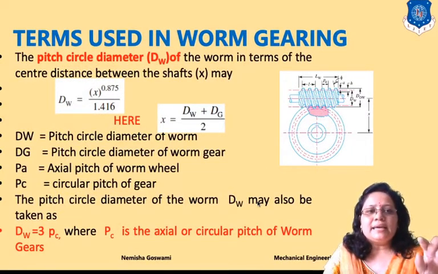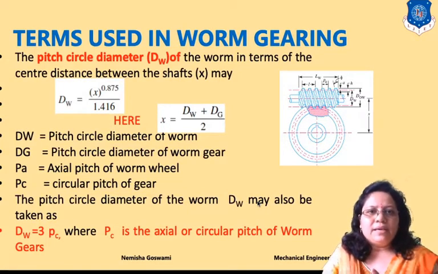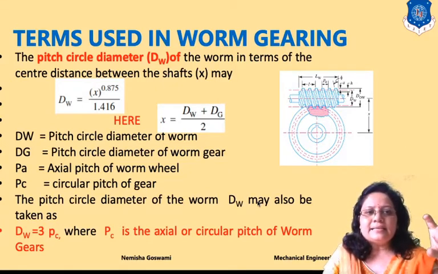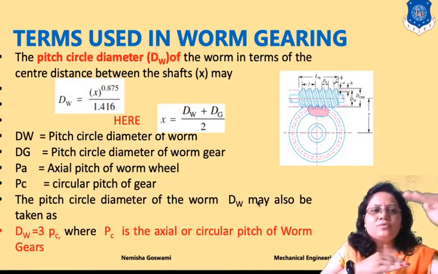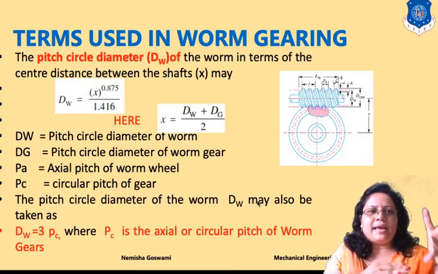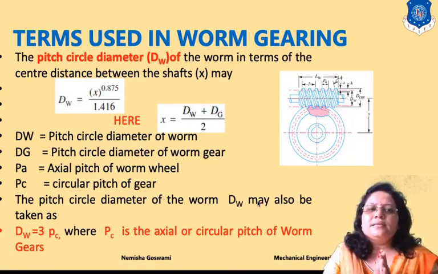So you can see here the pitch circle diameter of the worm in terms of center distance is given by... so what is the center distance? Center distance is the center to center distance, from the gear to the worm. It is known as X and it is denoted by X. You can see it in this figure.